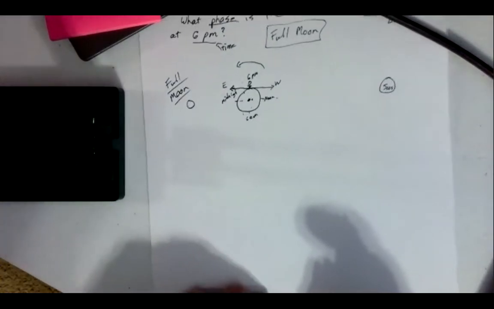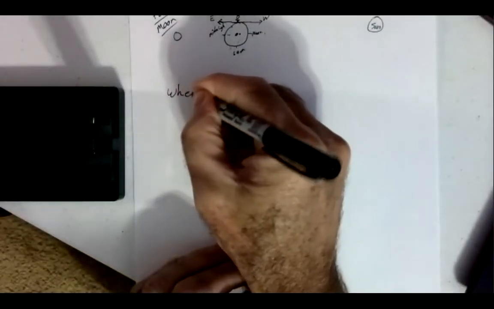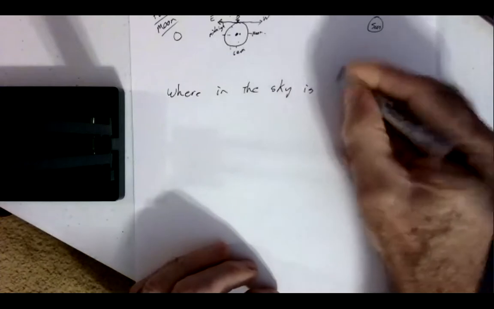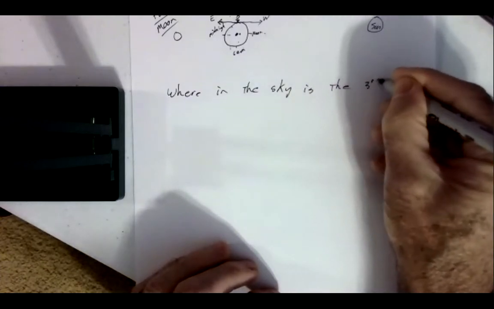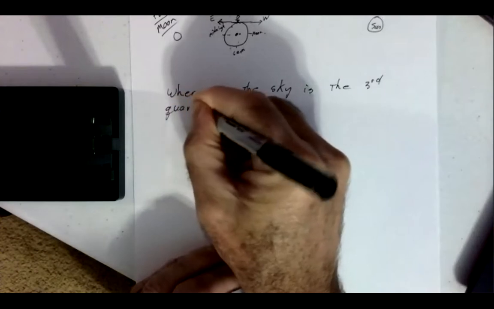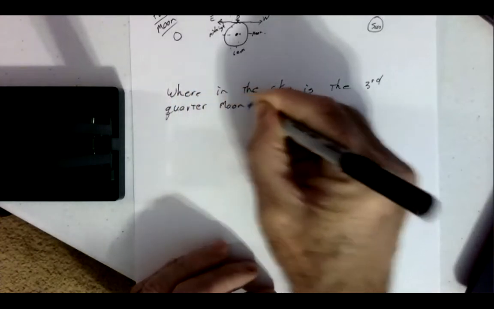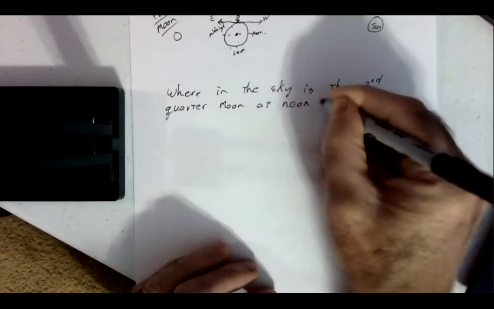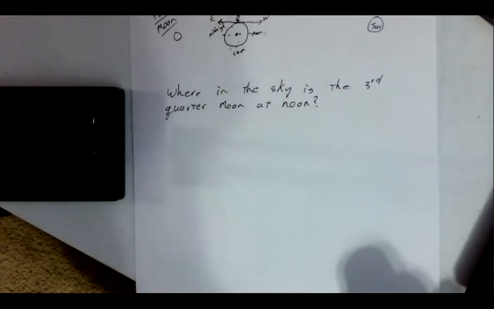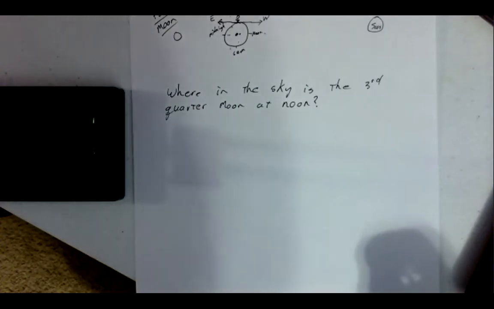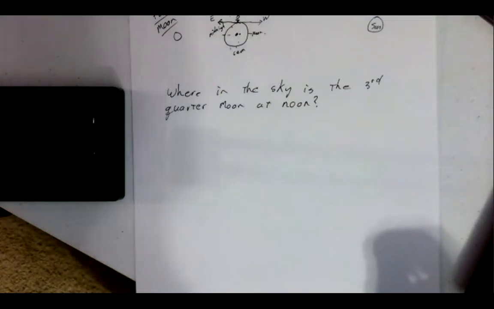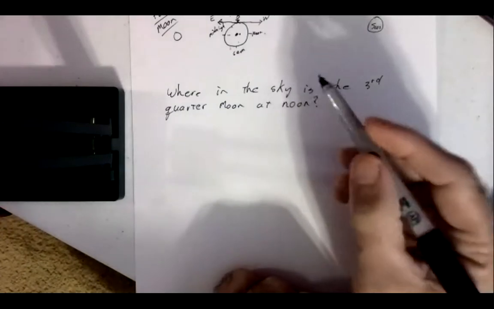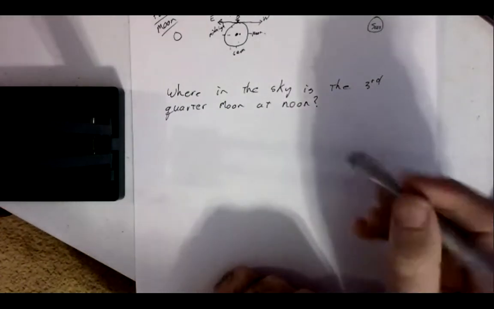All right, there's one other way I can ask these kind of questions. I can say, where in the sky is the third quarter moon at noon? When it asks this, where in the sky, we have 3 choices. It's either going to be rising, setting, or on the meridian. But we do it exactly the same way.